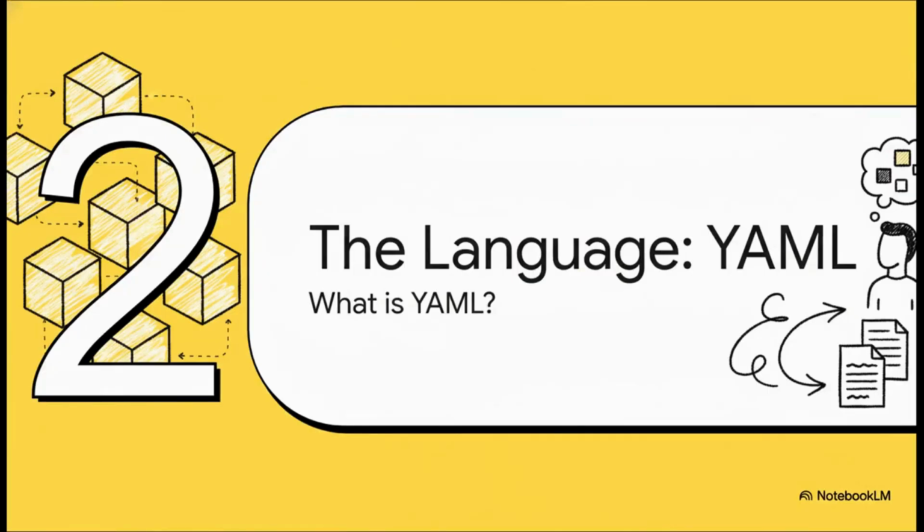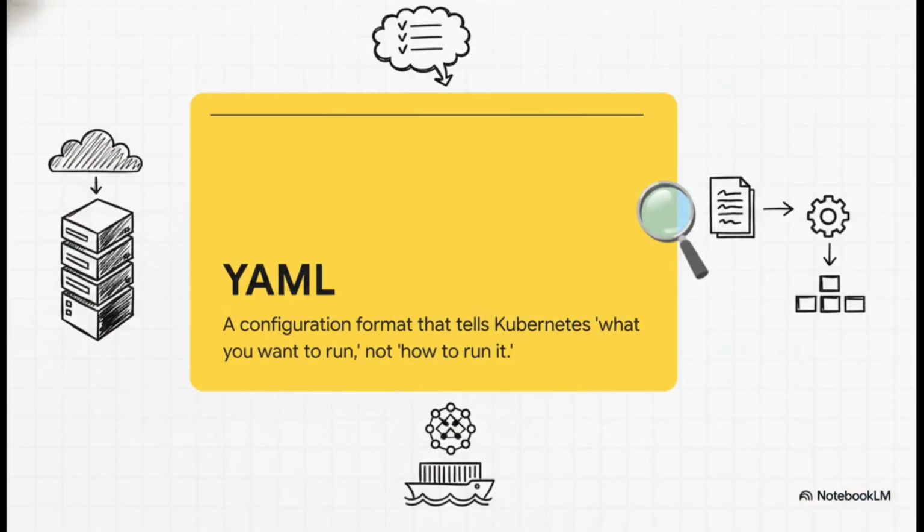So we get what pods are and why we need them. But how do we actually tell Kubernetes, hey, go make me one of these? Well, you don't need to be a programmer. You just need to know how to write a simple configuration file. And that file is written in YAML.